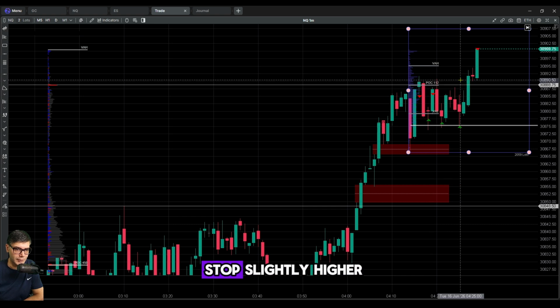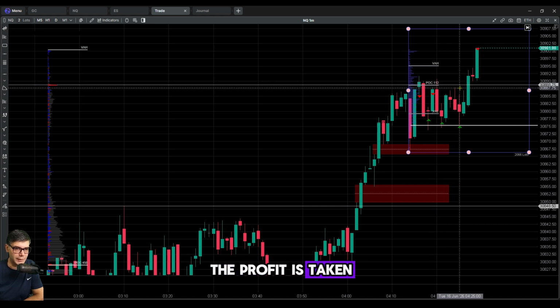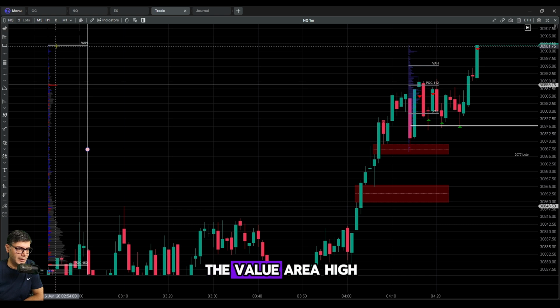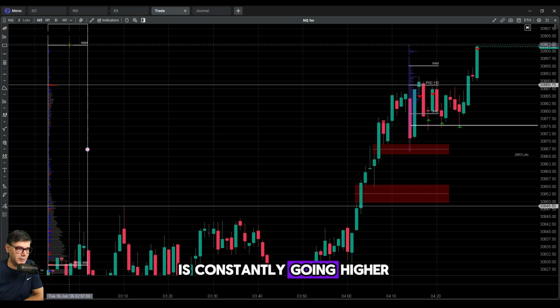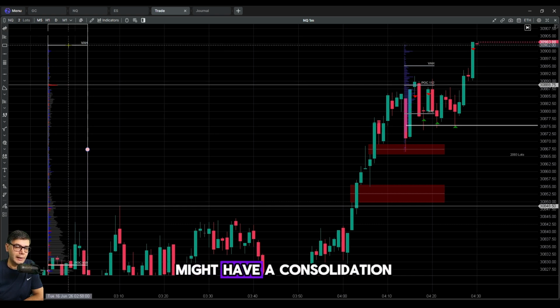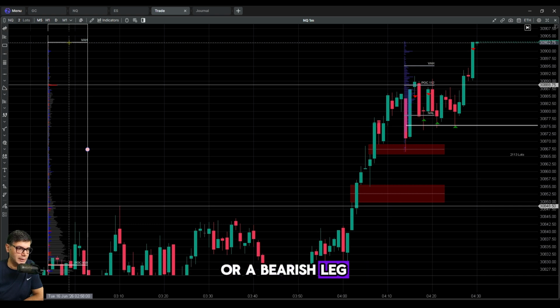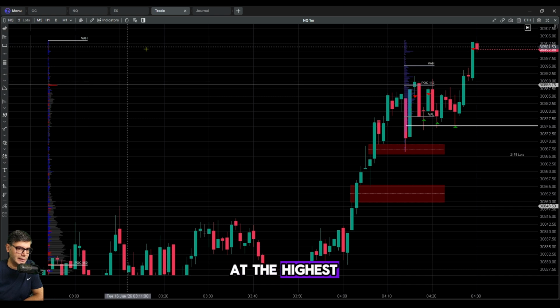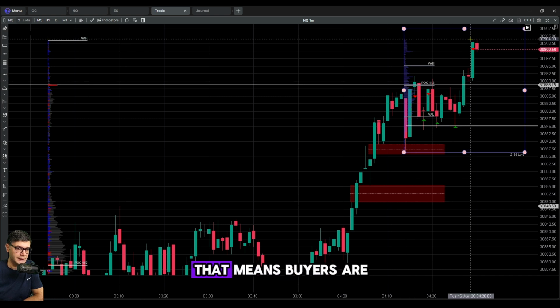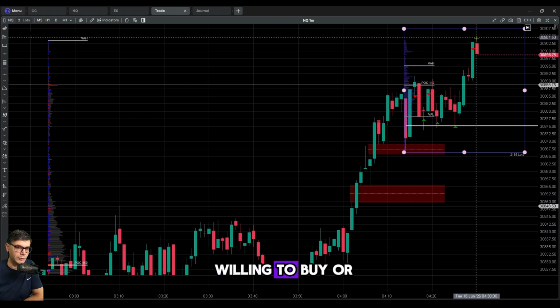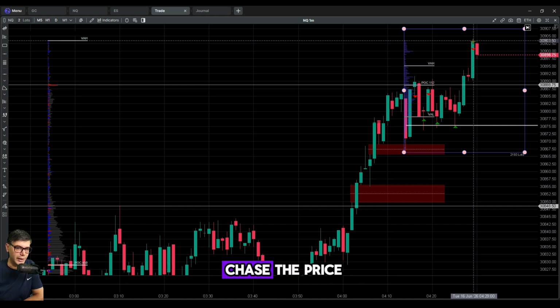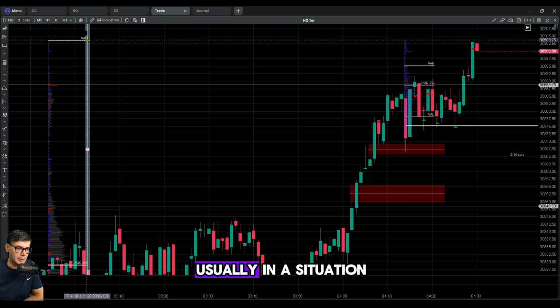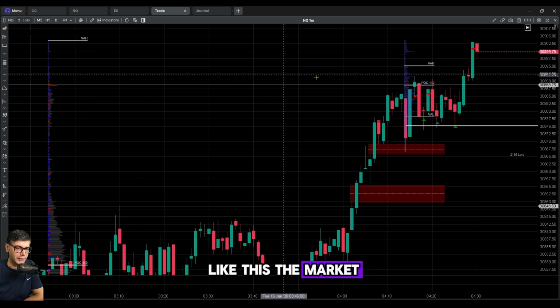I can move the stop slightly higher. The profit is taken. As you guys can see on the left side, the value area high is constantly going higher. That could indicate we might have a consolidation or a bearish leg. The value area high of the day, this means the highest price buyers are willing to pay, and now currently it's at the highest. As the price goes higher, that means buyers are willing to buy or chase the price, which is not good. Usually in a situation like this, the market gets exhausted.